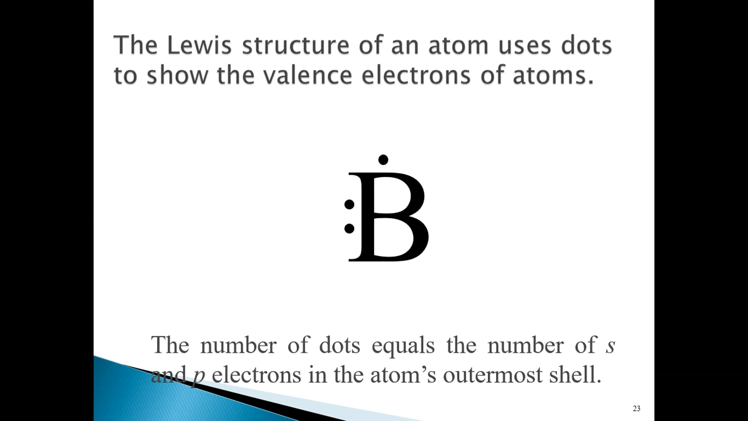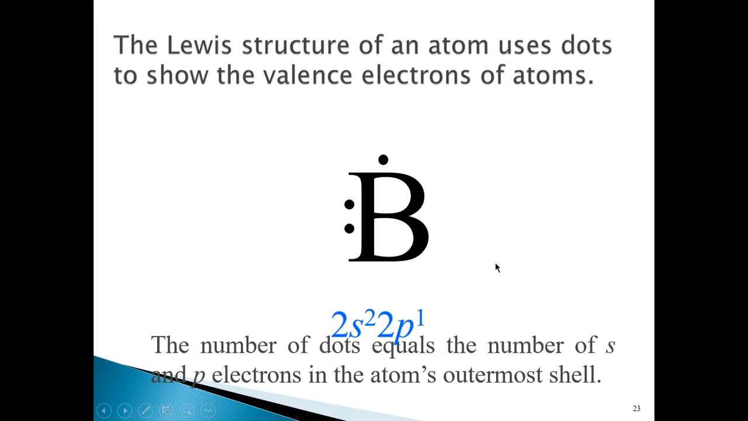And let me just say here that it doesn't matter how the dots are distributed. You can have, for example, as you can see here, 2 dots here and 1 dot here, but I could have just as well moved one of these dots over here, or I could move one of these dots down here. It doesn't really matter how the dots are distributed around the symbol. As long as you have the correct number of dots, that's sufficient as far as the Lewis symbol is concerned.